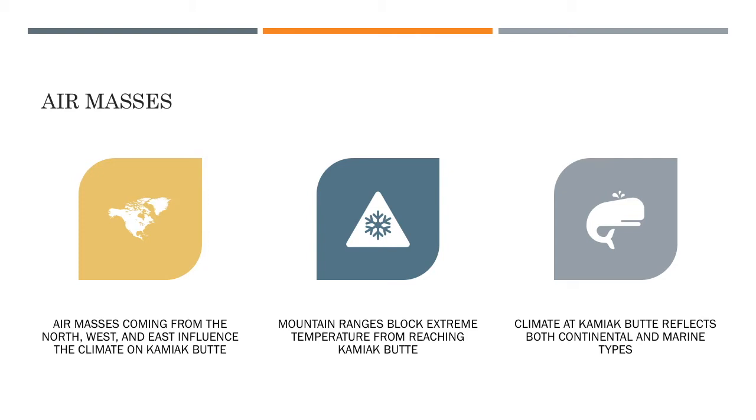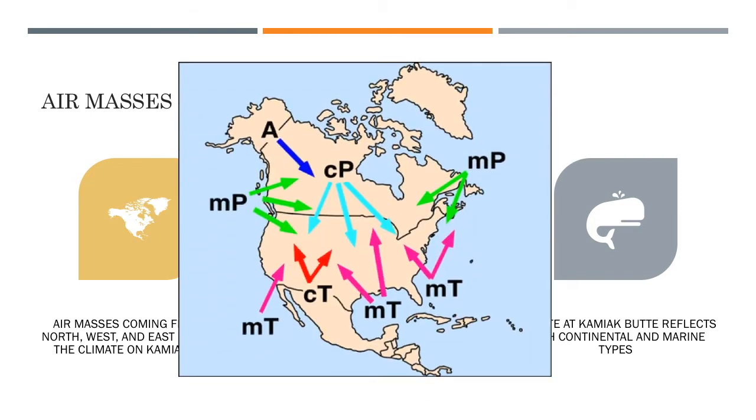However, the climate remains mild due to the Rocky Mountains blocking the cold continental polar air from the north and the Cascade Mountains blocking the marine polar air from the west. Some of both of this air reaches the Palouse region and creates a climate that reflects both the continental and marine types.